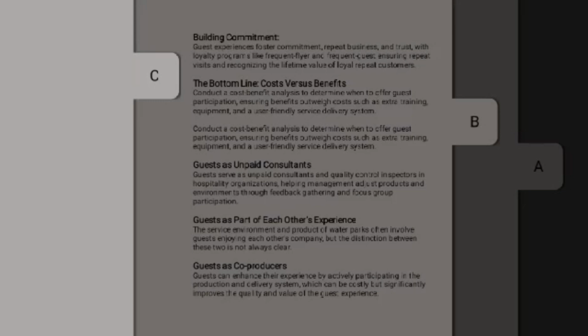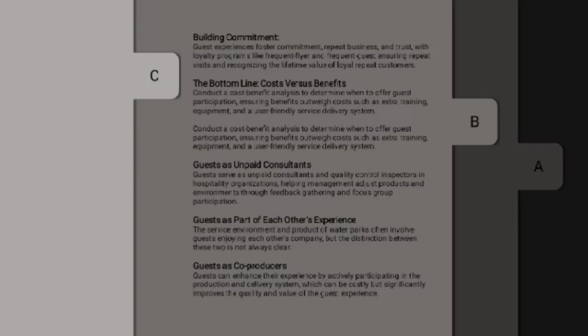The bottom line, cost versus benefit. Conduct a cost benefit analysis to determine when to offer guest participation, ensuring benefits outweigh costs such as extra training, equipment, and user-friendly service delivery systems.